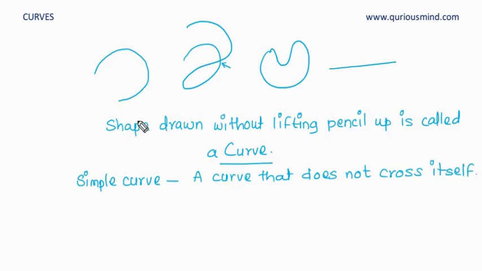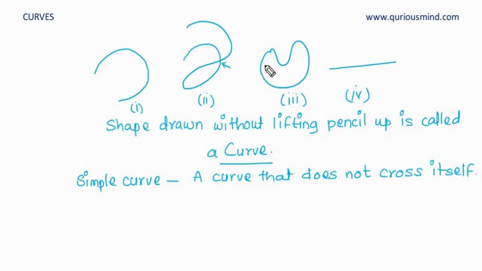So here, if I name this, let's say this is shape 1, this is shape 2, this is shape 3, and shape 4. So here shape 1 is a simple curve. Shape 2, is it a simple curve? No, it is not a simple curve because it is crossing itself. Shape 3, is it a simple curve? Yes, it is a simple curve. It is not crossing. Shape 4, yes, that too is a simple curve.